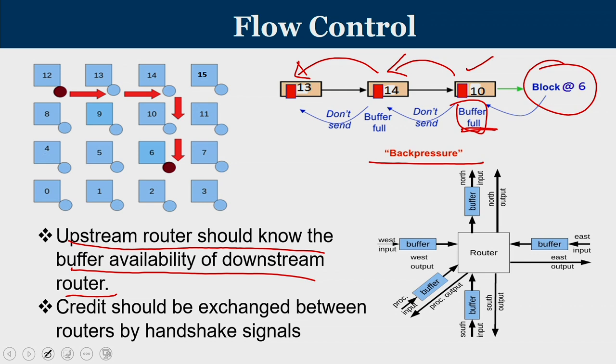You should know that in every router, in all its input directions from north, south, east and west, whenever packets are coming, they are going to reside in the buffer. So, before sending a packet from one router to another, checking the availability of buffers is a must. So, flow control plays an important role in ensuring the smooth exchange of packets from one router to the downstream router with the help of efficient handshaking mechanisms.